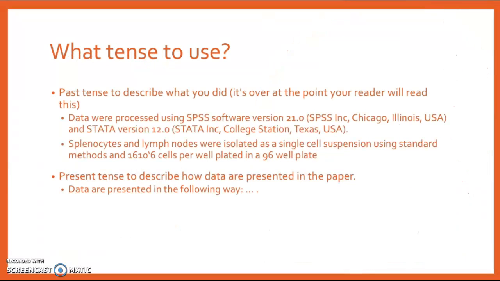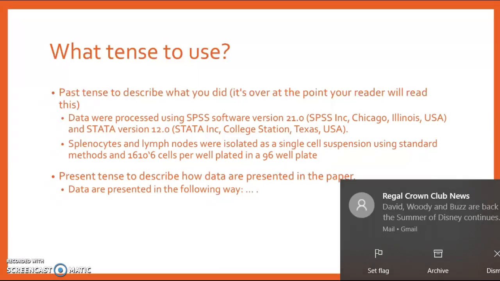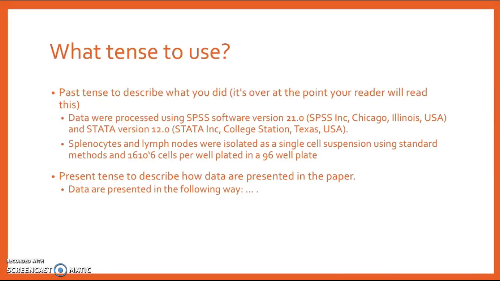So the question always comes up, what tense to use? You want to use past tense to describe what you did. At this point, your study is over, right? You're done, when your reader will read this. So examples: data were processed, nodes were isolated. Again, both times passive voice, but definitely past tense.